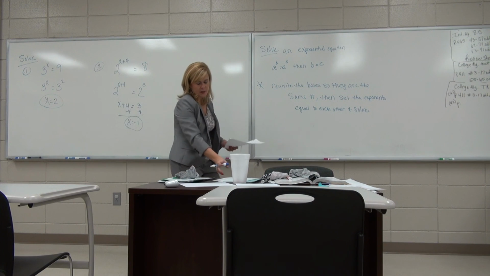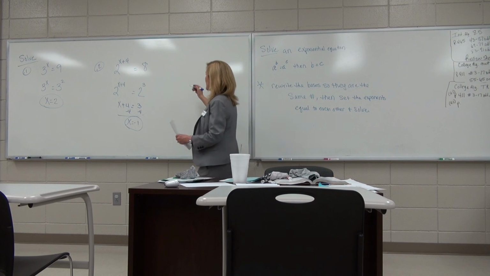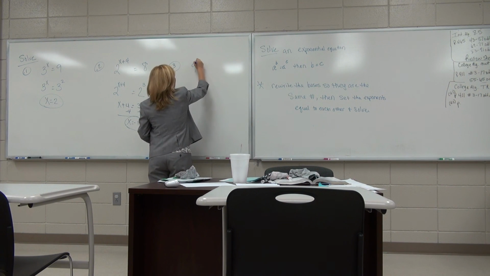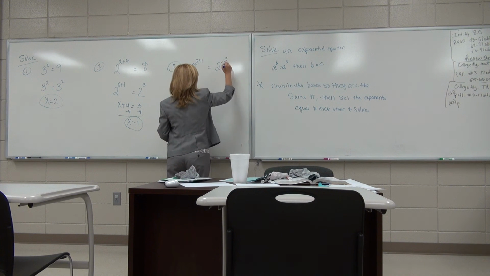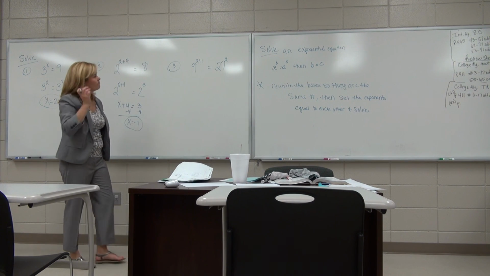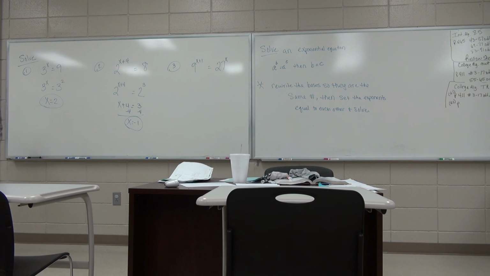Alright, let's look at another one. I'm going to give you a little different one here. Number 3. Let's say if I have 9 to the x plus 1 is equal to 27 to the x power. Got a little harder all of a sudden. But think, you can't write 27 as 9 to a power. 3 to the third.